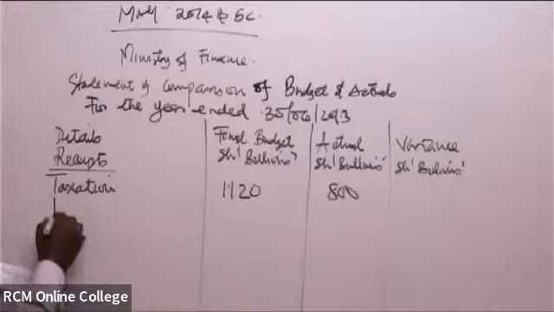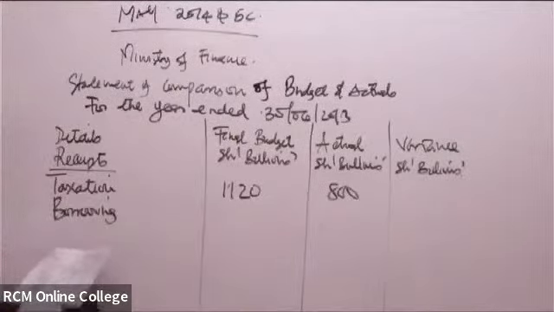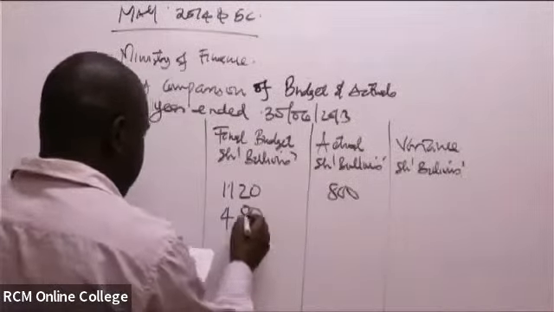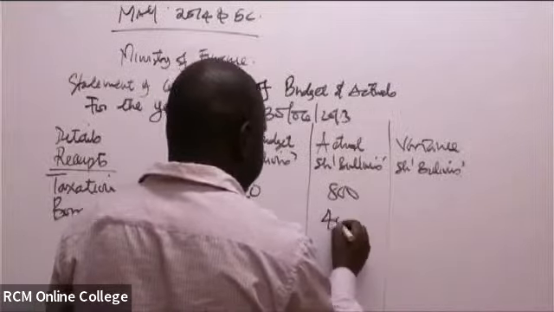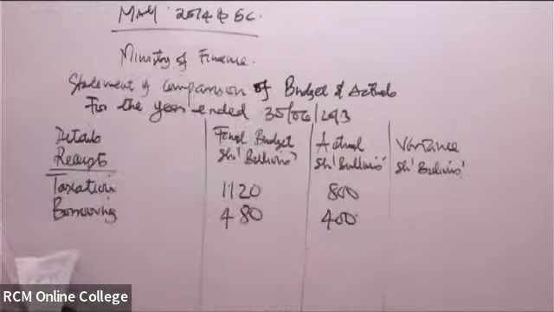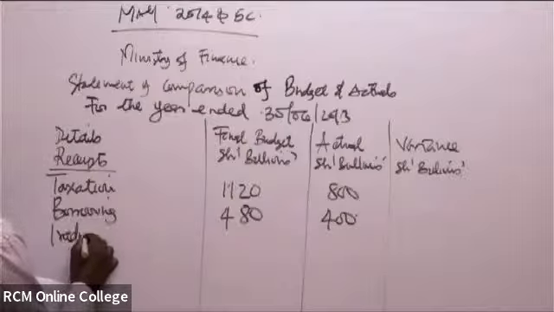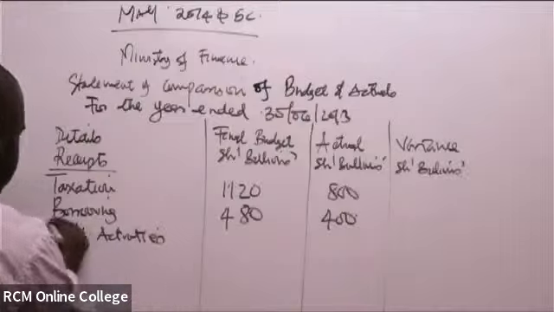Then you have borrowing. They also borrowed to get some money. What was budgeted to be borrowed was 480, but they borrowed 400 only. Then you have the trading activities.